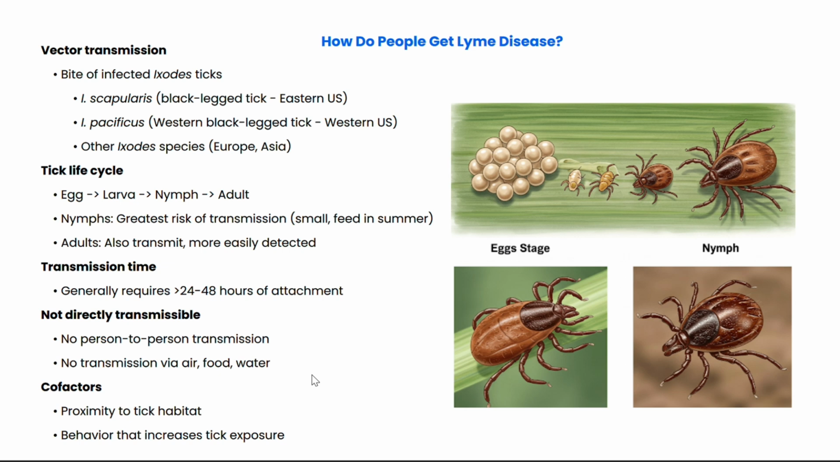Several cofactors can increase a person's risk. These include living in or visiting areas with a high density of infected ticks, proximity to tick habitat, and engaging in behaviors that increase exposure to ticks, such as hiking off trail and not using insect repellent.